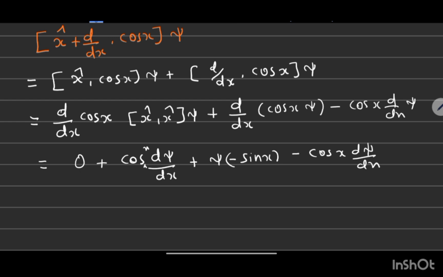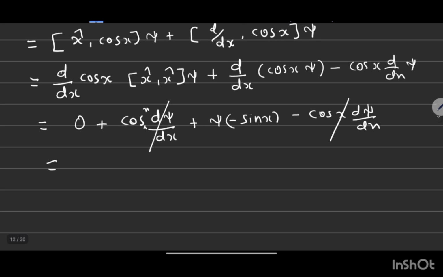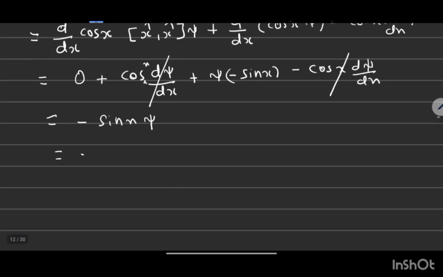Here you can see these two can be cancelled. Minus cos x times d psi by dx plus cos x times d psi by dx, and we have minus sin x times psi. So now you can remove this psi. Your answer is minus sin of x. This is your answer.